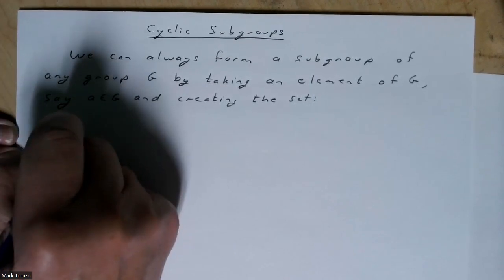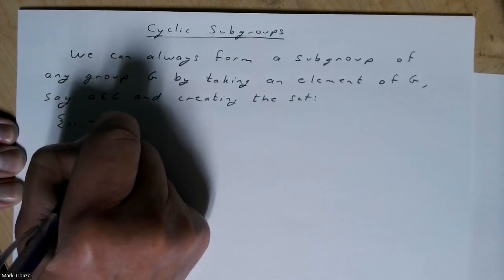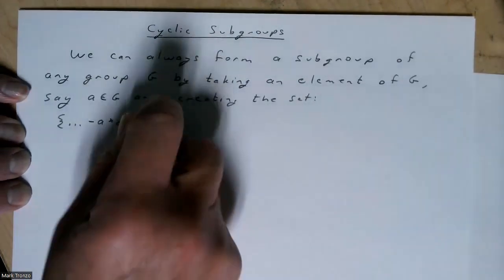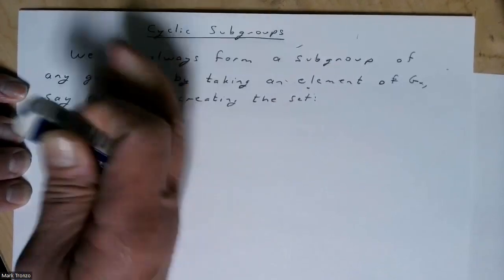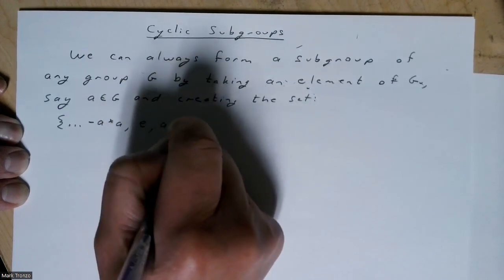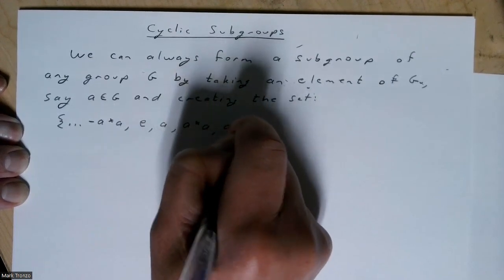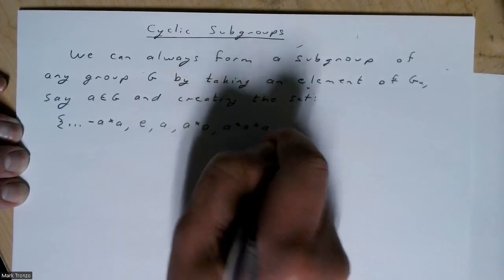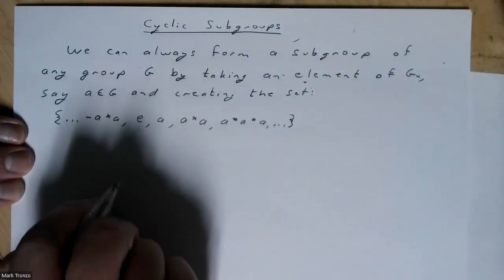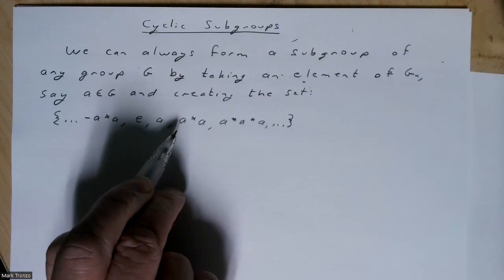Let's say you have, maybe back here, negative a, 0, or maybe the identity, I should call this, a, a star a, a star a star a, etc. Or, if the operation is addition, these would just be plus signs here.